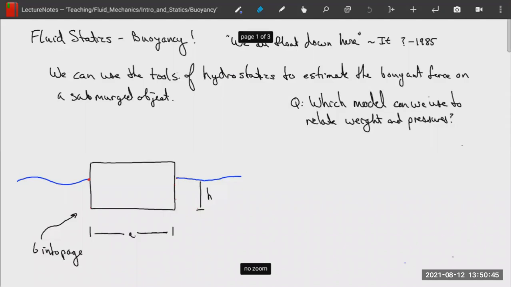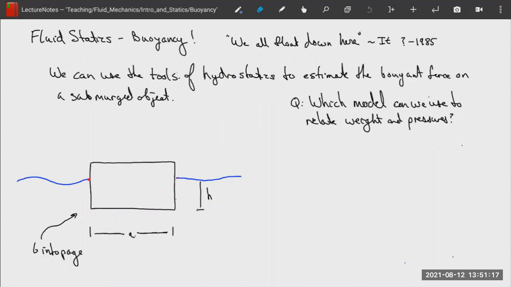Okay, now we're going to explore a different application of the hydrostatic equation that is useful, and that is buoyancy. Whenever we have a submerged object, there is a buoyant force on it due to the displaced fluid. What keeps boats floating, right? And we're going to develop a model for estimating this buoyant force on an object.